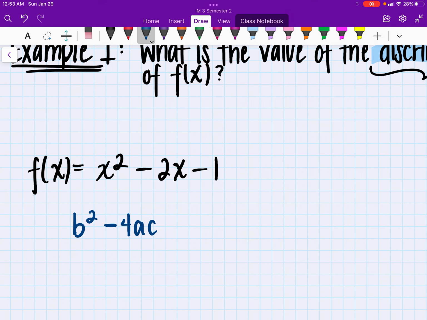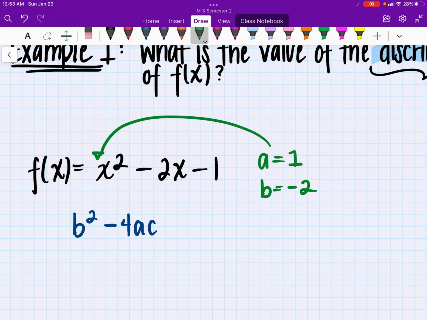Before I do this, we have to identify our a, b, and c values. A is the leading coefficient. The leading coefficient is a 1. It's the number in front of the x squared. Moving on, we have our b, which is the x coefficient. Usually it's the middle term if it's in standard form. C is a constant. It's a number that's by itself. So in this case, that would be that negative 1.